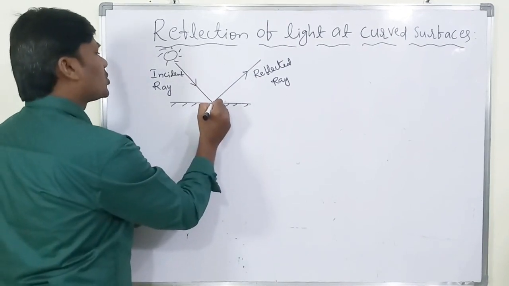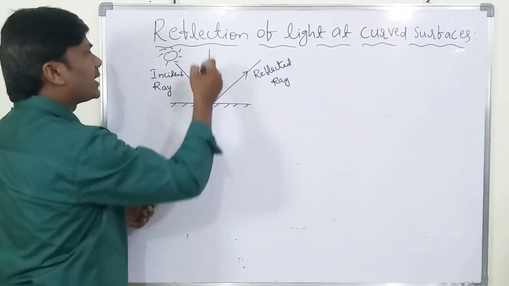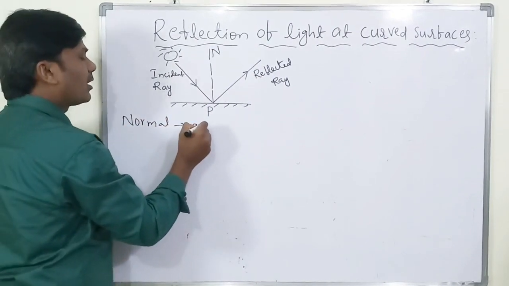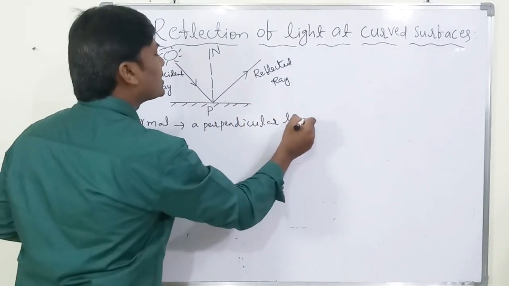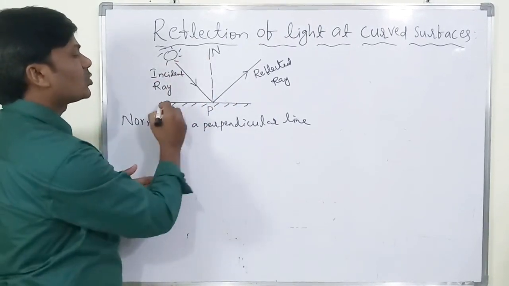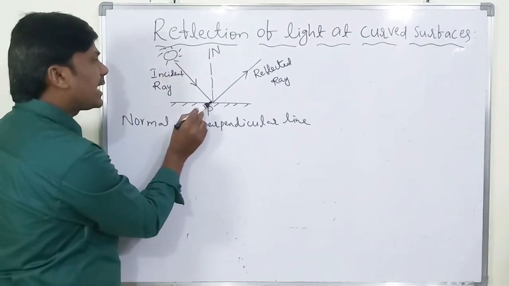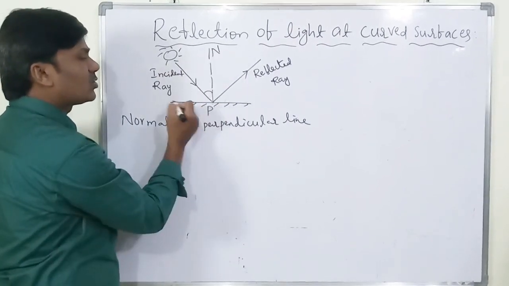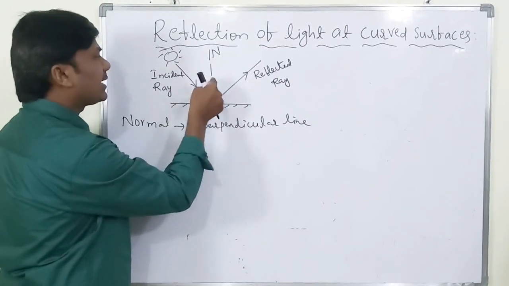At this point we should draw a perpendicular line to the surface. This perpendicular line is known as a normal line. Normal in the sense a perpendicular to the surface. So first of all we should draw a normal line to the surface. After this, we have to measure the angle between the incident light ray and the normal. The angle between the incident light ray and the normal to the surface is known as the angle of incidence.